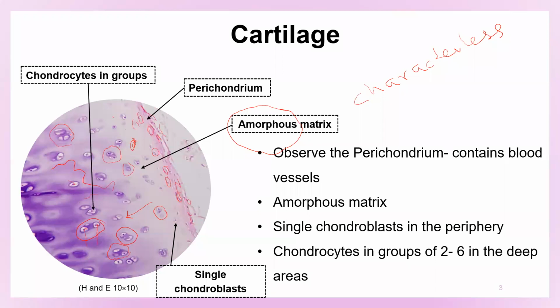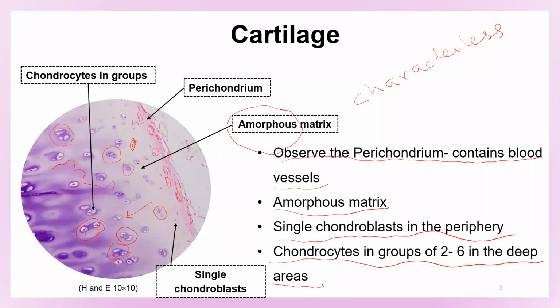So you have to observe the perichondrium, which contains blood vessels. Here, of course, you can't see blood vessels clearly, but you can see the collagen fibers and the fibroblasts. Then the amorphous matrix, single chondroblasts in the periphery, and chondrocytes in groups in the deeper areas, right? So if you are given this slide and asked to identify the tissue, you will say cartilage, or you can say hyaline cartilage also.